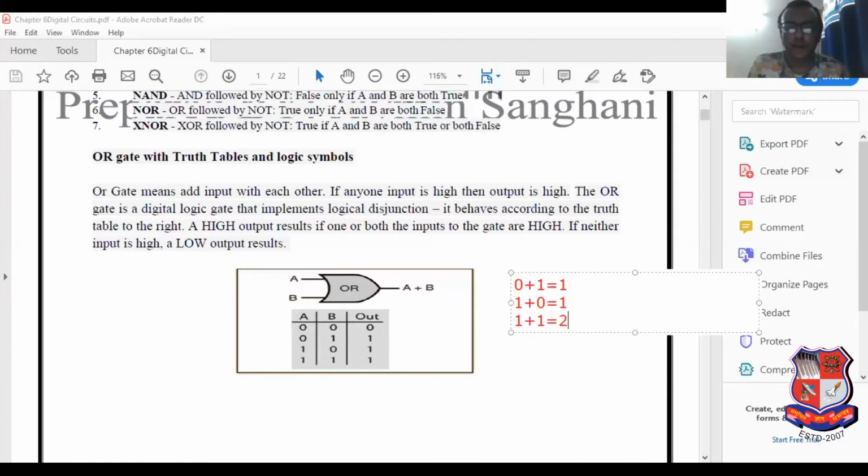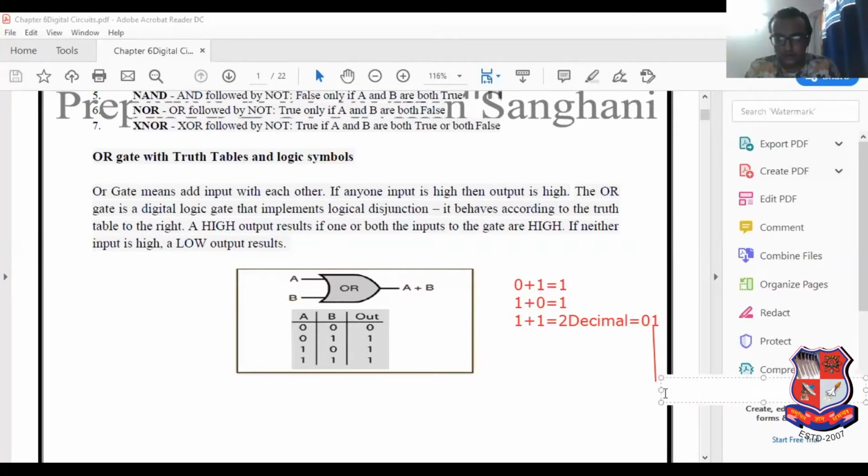But if you convert it into binary, then the answer is 0 1. Then this 0 1 indicates that the 1 can be represented with the sum, and the 0 can be represented with the help of carry.